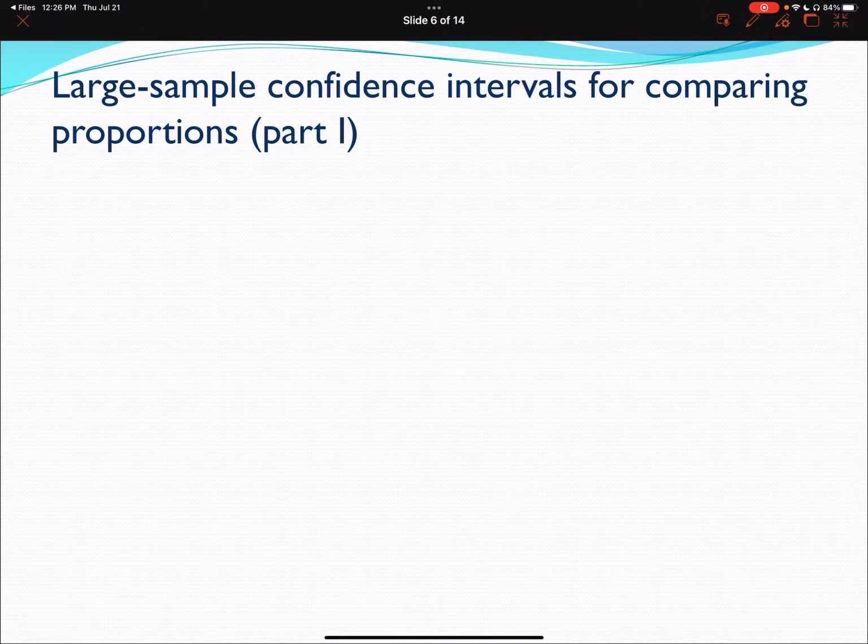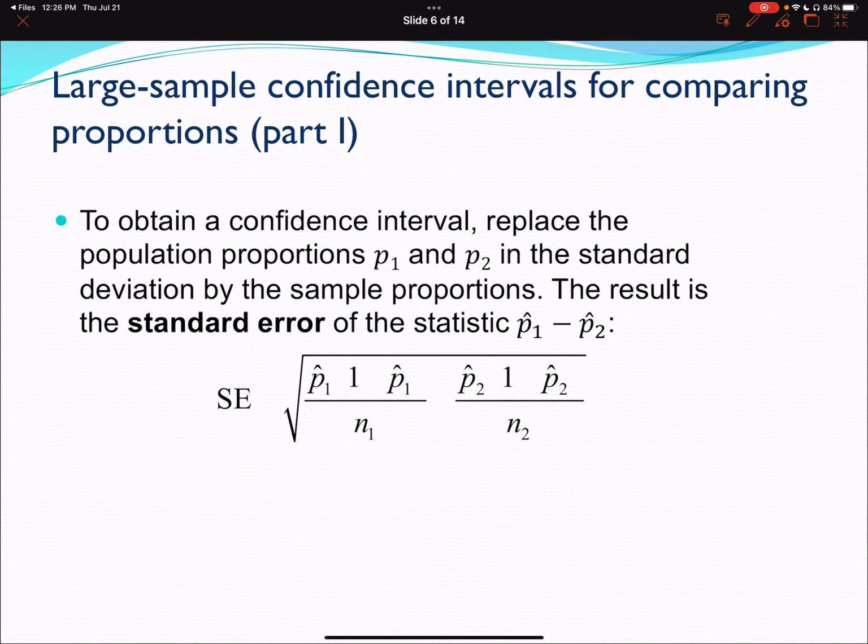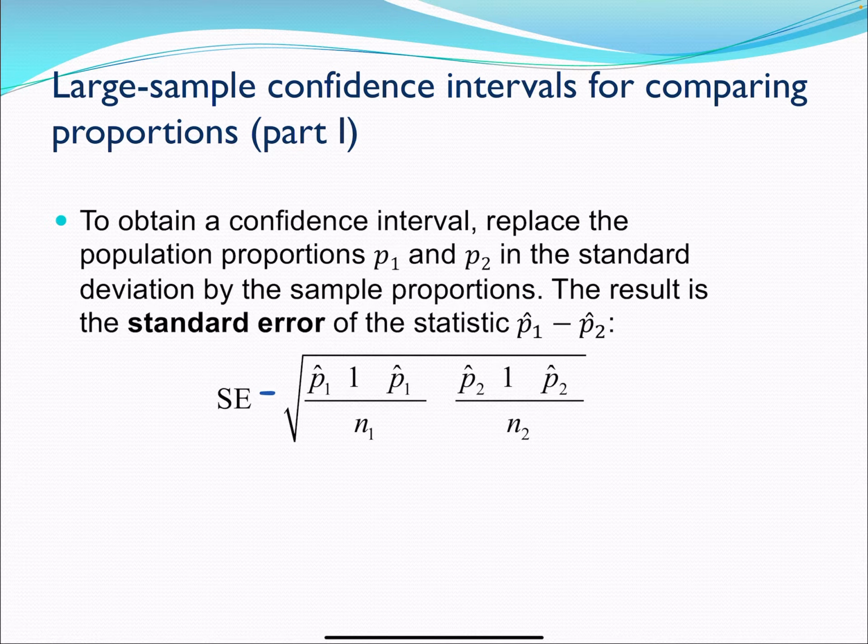So let's discuss large sample confidence intervals for comparing proportions, and this is going to take a couple parts. To obtain a confidence interval, we replace the population proportions P1 and P2 in the standard deviation by our sample proportions, and the result is our standard error. When we're working with means, it's the sample standard deviation over the square root of n. Now we're working with population proportions, so this is going to be our formula.